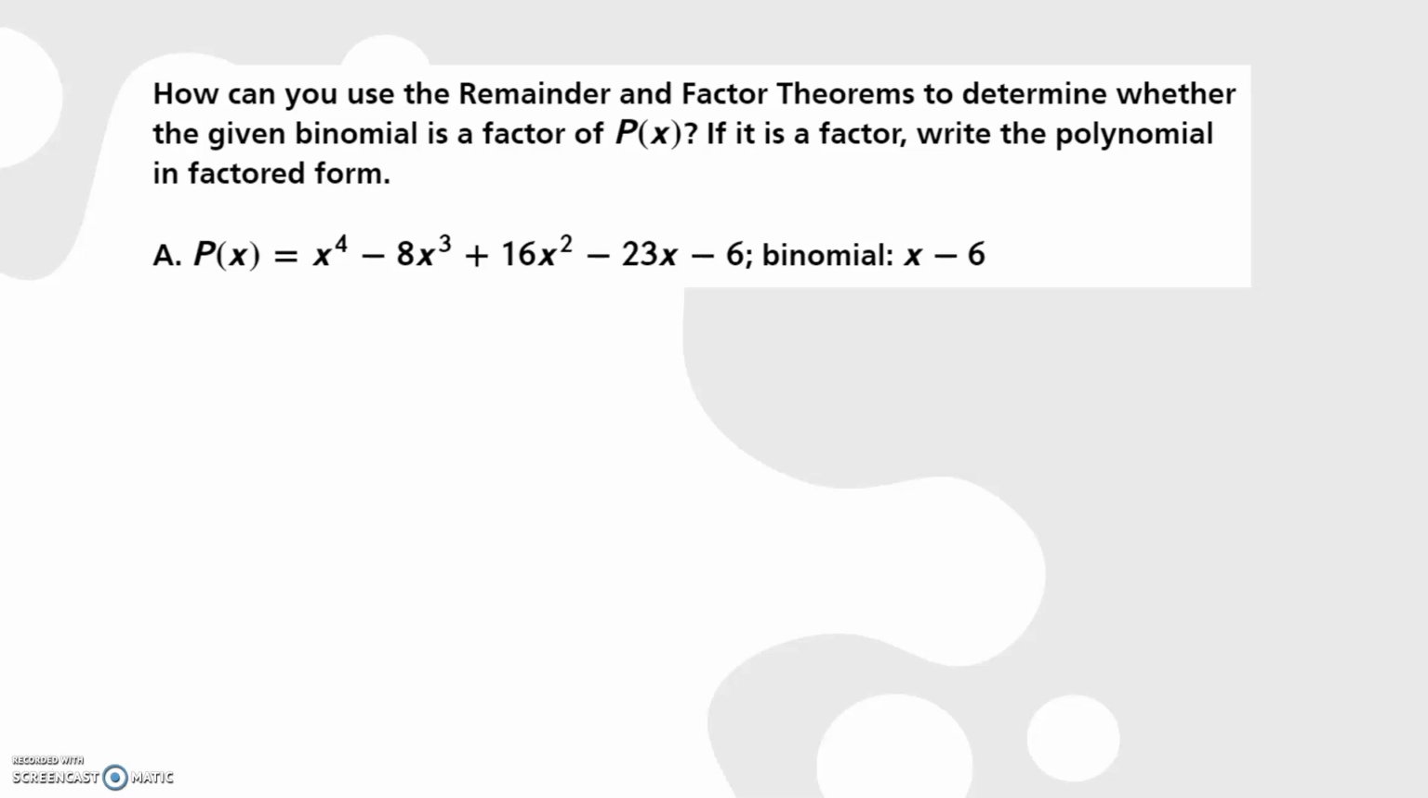So we are trying to show that x to the 4th minus 8x cubed plus 16x squared minus 23x minus 6 divided by x minus 6. We're trying to see whether it is a divisor or a factor. We're just basically trying to see if it has a remainder. So we're going to go ahead and do long division.